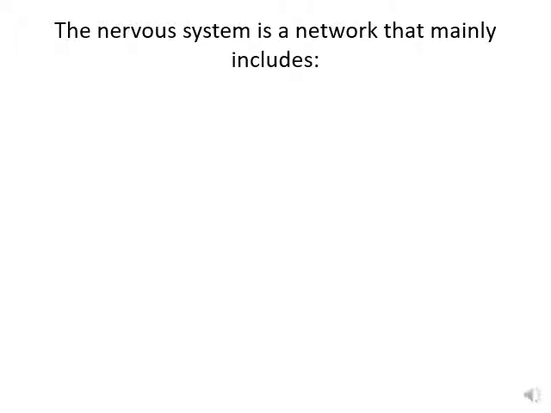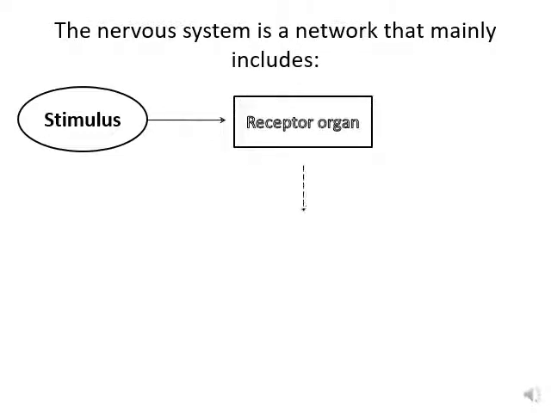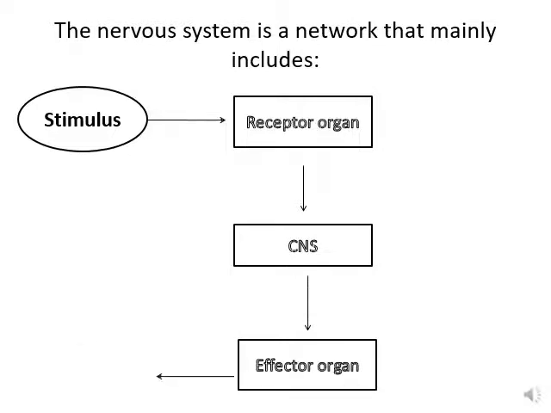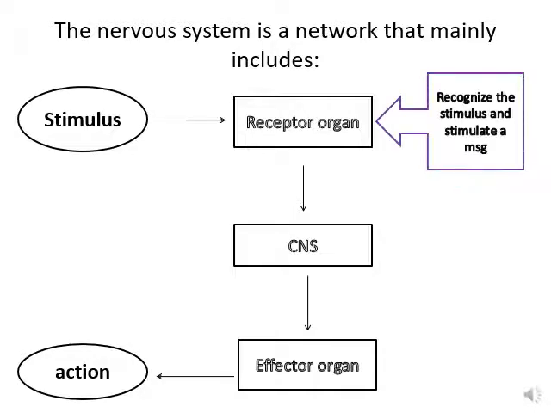The nervous system is a network that mainly includes the stimulus, the receptor organ, the central nervous system, the effector organ, and finally the action or the response or the reaction. Here, the receptor organ has a function of recognizing the stimulus and stimulating a message. For example, I saw a cup of tea. So the receptor organ here is the eye. The eye saw the stimulus, which is the cup, so it recognizes and stimulates a message.